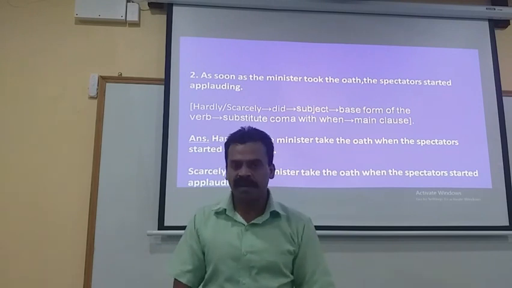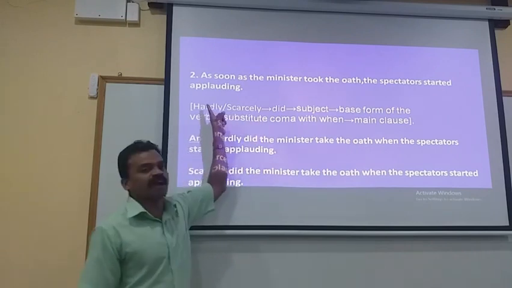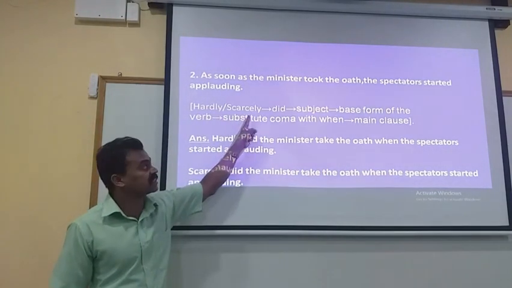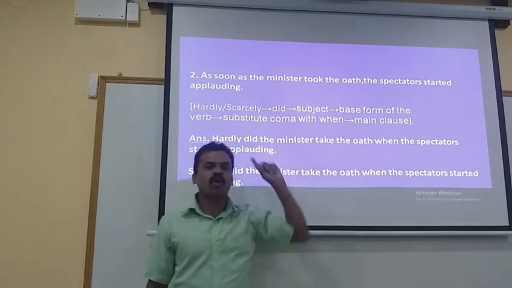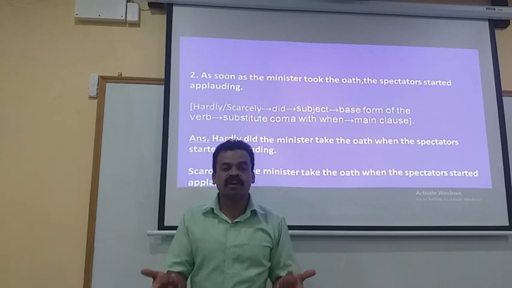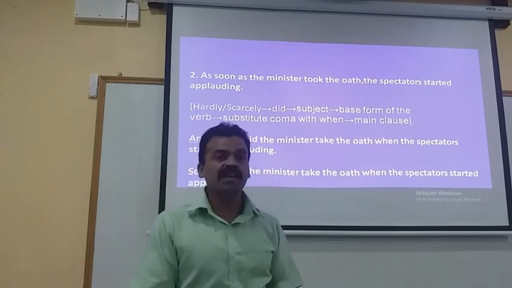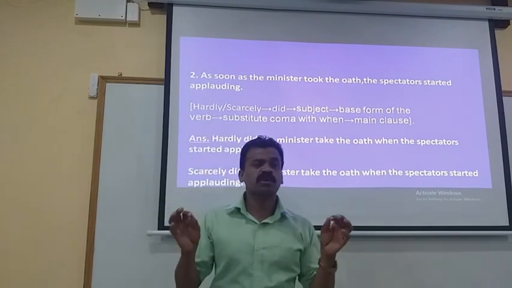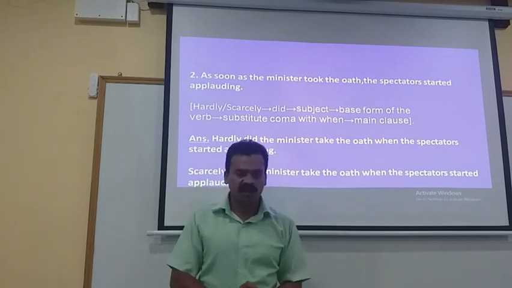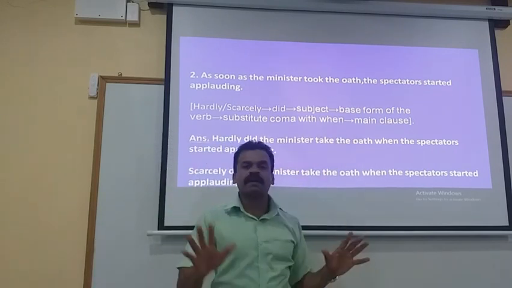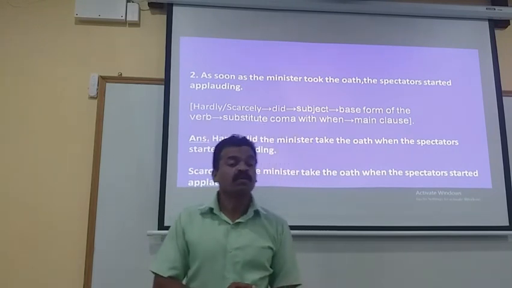If it is in simple past, which is the second form of the verb, naturally make use of did immediately after the word hardly or scarcely. Then after that place the subject, then the base form of the verb. As we have already made use of did, the next verb must be in its base form, and after that substitute the comma with when. Hardly is followed by when, and scarcely also is followed by when. Let the main clause remain as it is. There will be no comma because we have already substituted the comma with the word when.